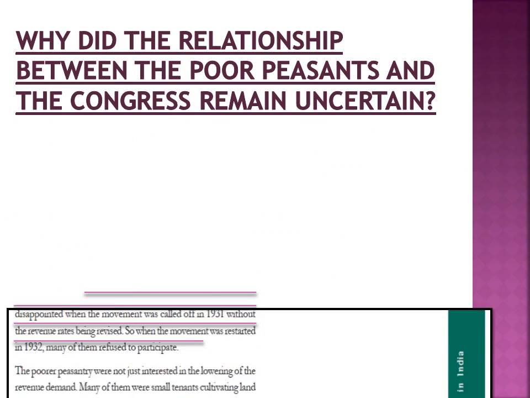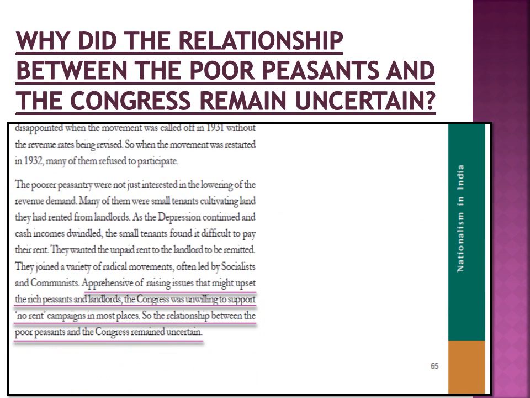Dear children, despite the fact that poor peasants participated in the CDM, the relationship between poor peasants and the Congress remained uncertain because Congress was not willing to support the no rent campaign of the poor peasants at most of the places, because doing so would mean rich peasants will become upset, as rich peasants had only given their land to the poor peasants on rent and no rent would mean their income would decline.